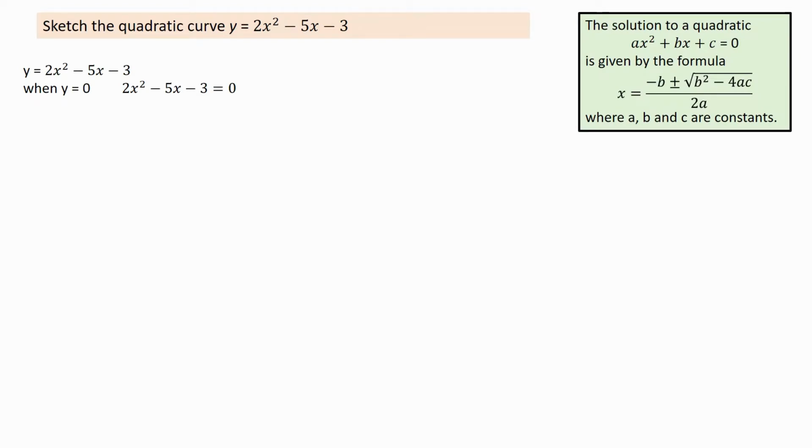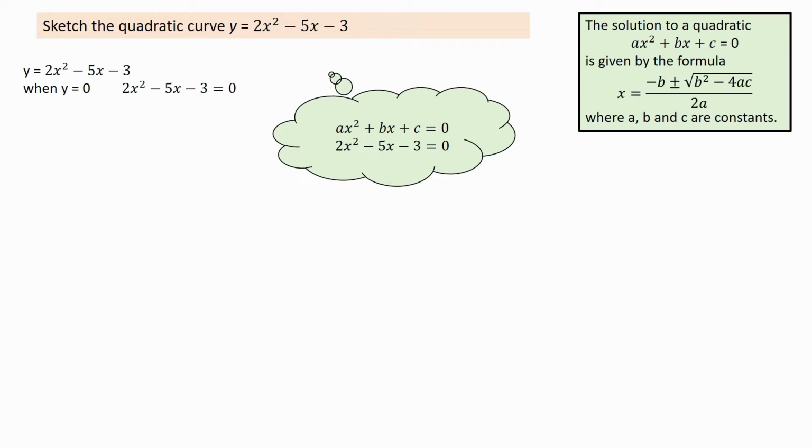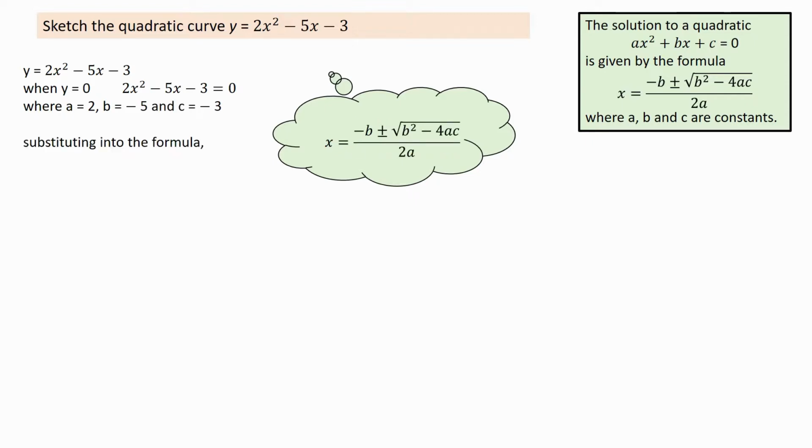Using the quadratic formula, since the equation does not factorise easily, compare the general equation with 2x squared minus 5x minus 3 equal to 0 to determine the values of a, b and c. Comparing the coefficients gives a equal to 2, b equal to minus 5 and c equal to minus 3. These values are substituted into the formula, where brackets are also used for clarity.